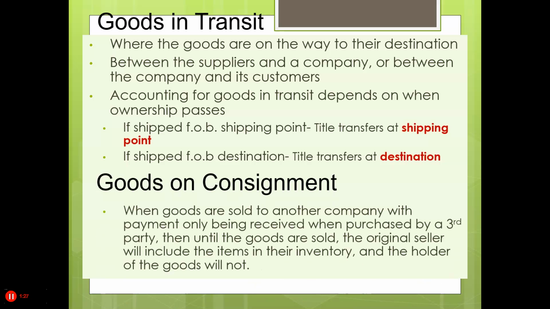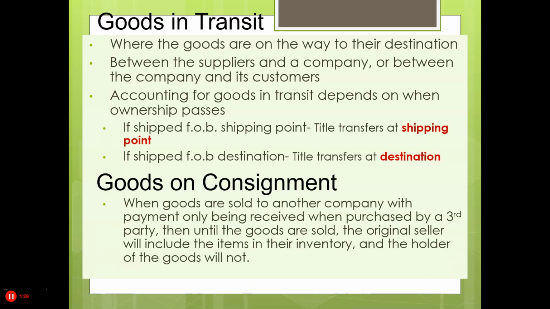Now, goods on consignment. When goods are sold to another company with payment only being received when purchased by a third party, then until the goods are sold, the original seller will include the item in their inventory and the holder of the goods will not. So now we're going to look at an example.